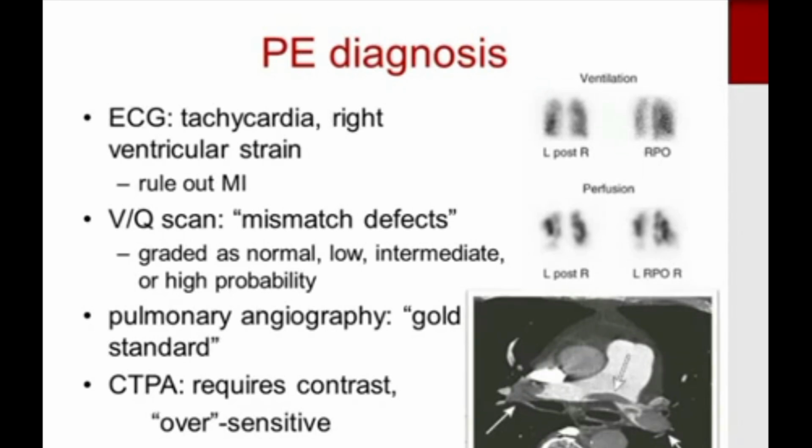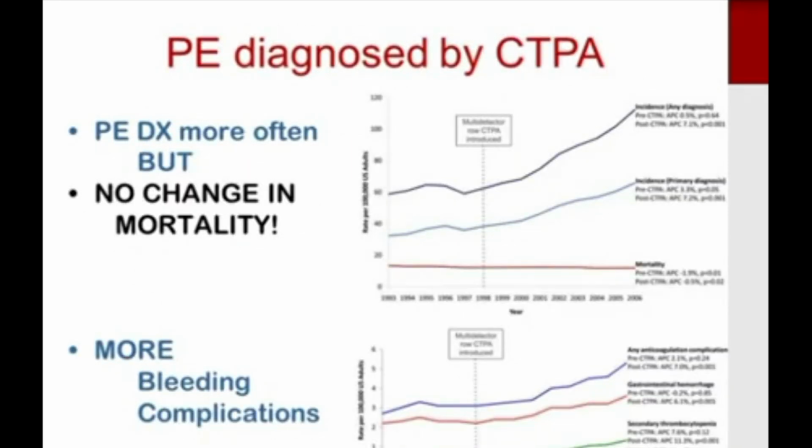The VQ scan and pulmonary angiography have historically been important tests for this, but most patients now undergo a CT pulmonary angiography. This is a CT scan which looks at the blood flow within the lungs. This does require contrast, and it should be noted that this is a very, very sensitive test. In fact, it may be oversensitive. We found this out. It's much more common for us to diagnose PE in orthopedic patients using the CTPA, but it should be noted that even though we were diagnosing PEs with increased frequency, we did not actually decrease their mortality by diagnosing them. Patients who are overtreated for DVT or PE may have more bleeding complications.